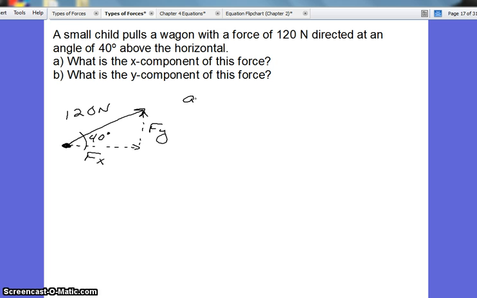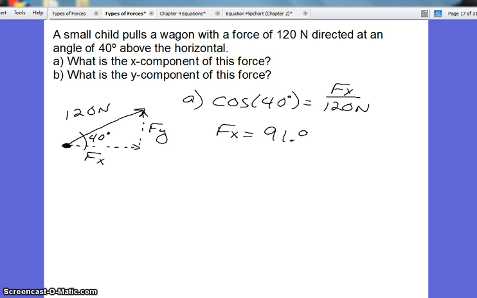So for letter A, it's the x direction. And so we're going to use our trigonometry. We have our hypotenuse, and we want our adjacent side. And so that is the cosine. So the cosine of 40 degrees is equal to our adjacent over our hypotenuse, 120. To solve for the force in the x direction, our x component, we multiply each side by 120, and we get that x component to be 91.9 newtons. So whatever units one side is, all three sides must be the same unit.